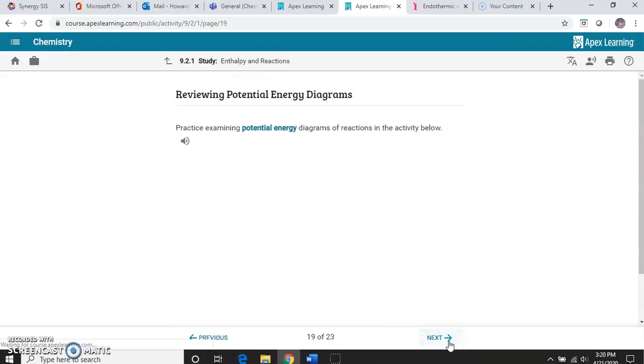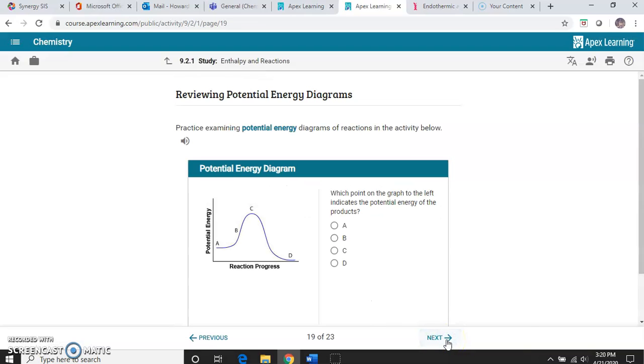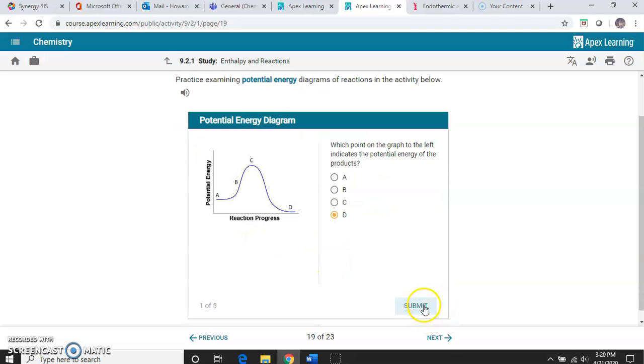So let's try a few questions on our own. Let's just look at the diagram by itself. Which point of the graph to the left indicates the potential energy of the products? So where are the products again? They're on the right side.